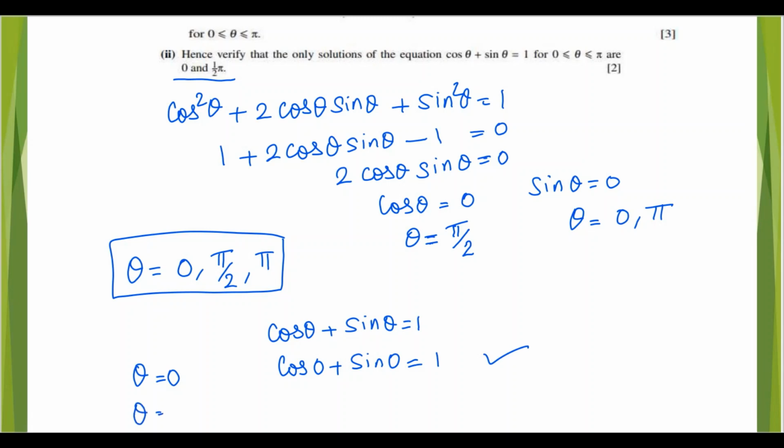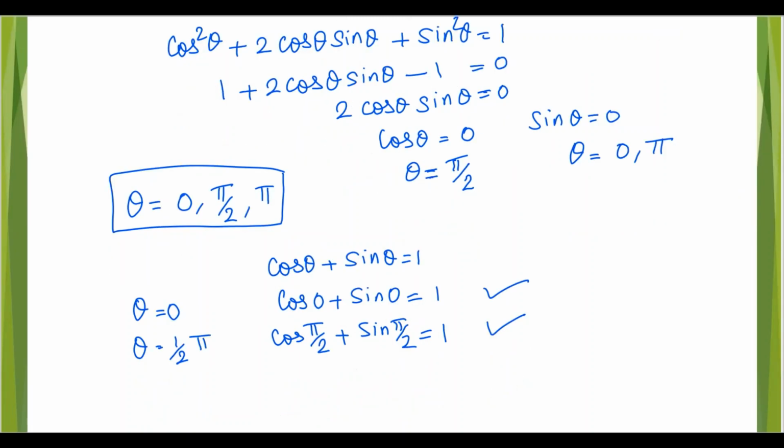And theta is equal to 1 over 2 multiplied by pi. So cos pi over 2 plus sin pi over 2. Cos pi over 2 is 0 and sine pi over 2 is 1. So this is also equal to 1. So this also satisfies the equation. So this is also a solution.